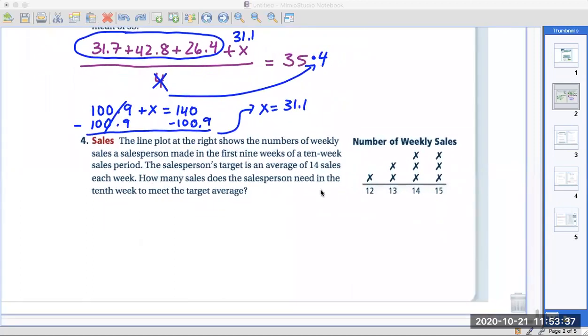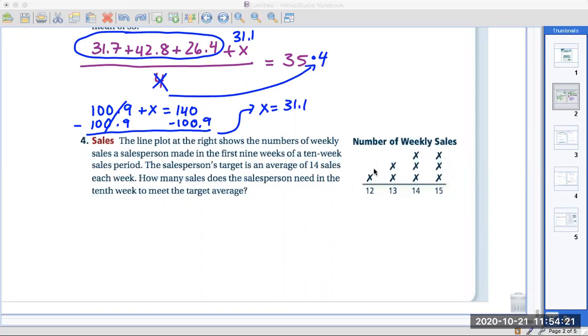And now we're looking at this kind of plot. This is called a line plot. So this is a sales problem or story, let's just say. It's not a problem. The line plot shows the numbers of weekly sales. It's hard to grasp. What are we talking about? Try to really make a connection and make sense of the question, right? It's hard. It took me a minute. The line plot shows the numbers of weekly sales one salesperson made in the first 9 weeks of a 10-week sales period. So I'm looking at this number.